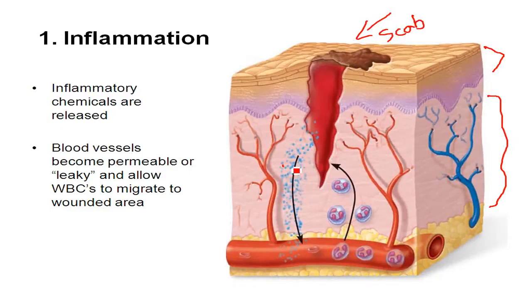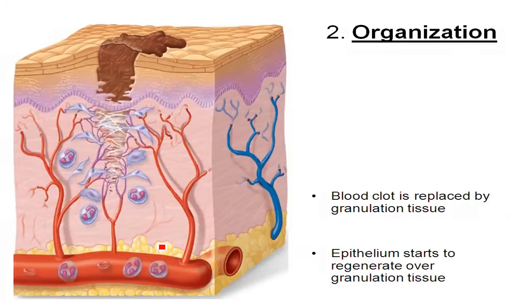Along with the fluids that are leaking out are going to be clotting factors, antibodies, and these little white blood cells. They're going to squeeze through these tiny pores or spaces between the cells and make their way to wherever the damage is. Their job is basically to eat, or phagocytize, bacteria and debris that may be in the wound, just like macrophages do. So white blood cells are going to be coming to the rescue, and they're one of the first ones on the scene.